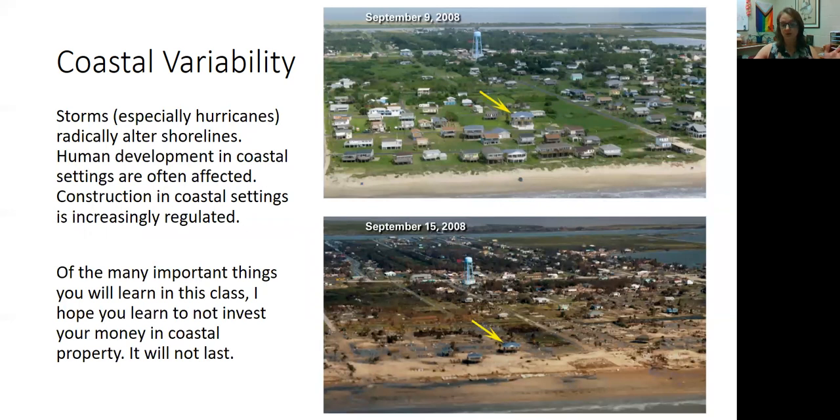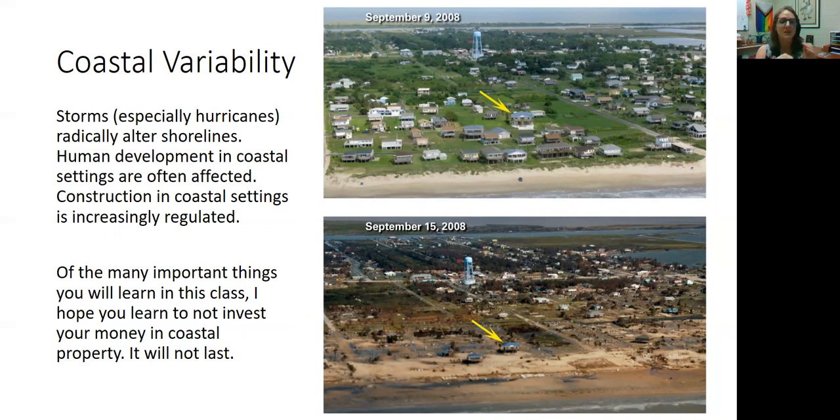Now that's on the very long term, right? That's thousands of years to hundreds of years to decades. On the shorter term, thinking hours to days to weeks, storms are very important for coastal variability. Storms come through, they have huge amounts of energy, huge amounts of wind, which is going to create a lot of waves, a lot of erosional power, and that can very quickly erode a coast away.